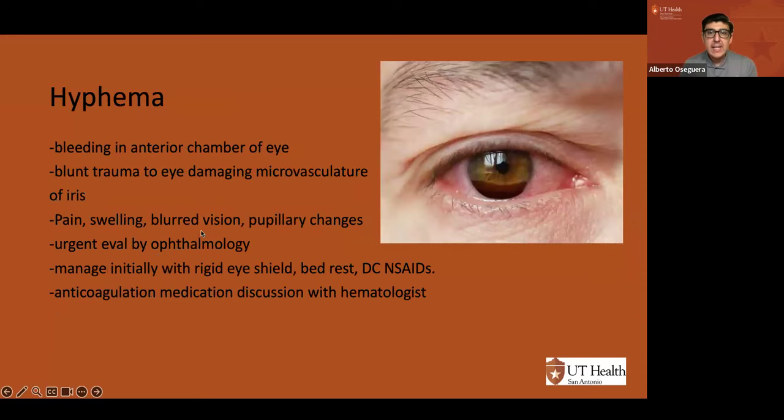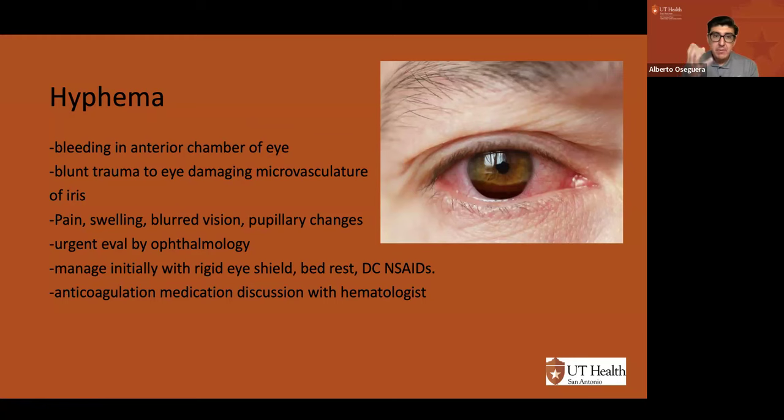A more traumatic red eye would be something called a hyphema. This is bleeding in the anterior chamber of the eye. So this is a classic picture for it. Mostly happens from blunt force trauma damaging the microvasculature of the iris. They'll present with pain, swelling, blurred vision. They'll have some pupillary changes with reactivity to the light, occasionally, not always. And this is definitely something that'll require urgent ophthalmology evaluation.